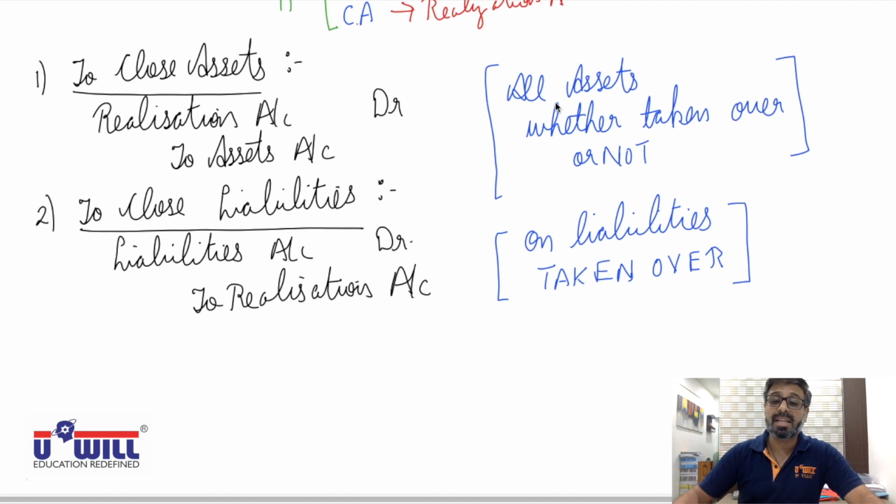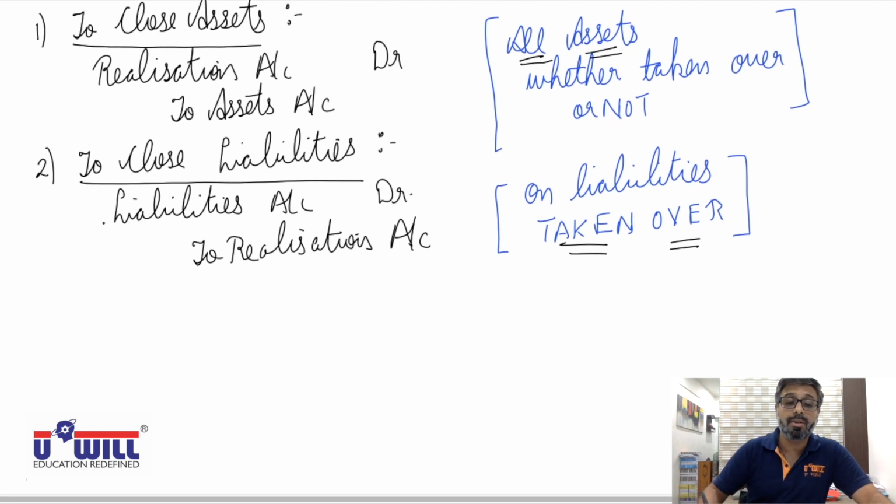So in case of assets, all assets will be closed and transferred to realization account, whether taken over or not. But in case of liabilities, only taken over liabilities by the transferring company will be closed and transferred to realization account. Now, what is the order of entries?